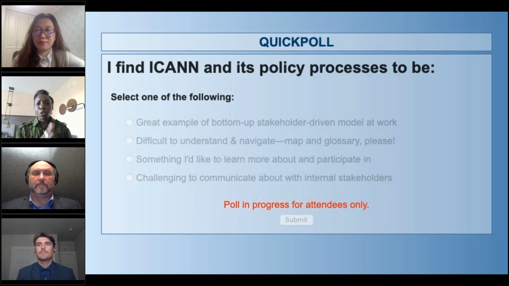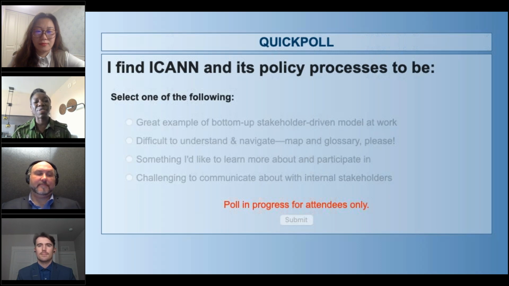Can you say how you find ICANN and its policy processes? Do you find the ICANN policy process to be a great example of bottom-up stakeholder-driven model at work? Difficult to understand and navigate? A map and glossary, please. Maybe not with that tone, but that's just me. Something I'd like to learn more about and participate in. Now, I'm hoping secretly that's all going to be your answers, all of you.